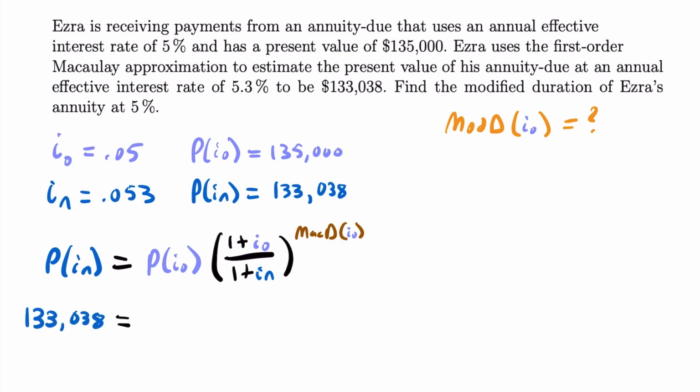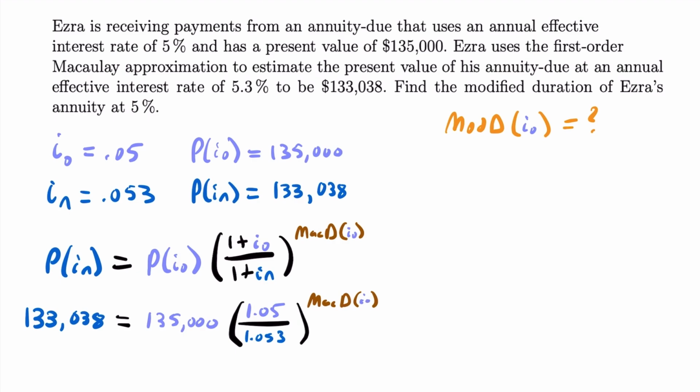133,038 is equal to 135,000 multiplied by 1 plus the original interest rate, which is 0.05. So we'll have 1.05 divided by 1 plus the new interest rate, which is 0.053. So we'll have 1.053. And that will be raised to the power of the Macaulay duration that we don't know. Okay? That's what we need to solve for. So let's start working on that.